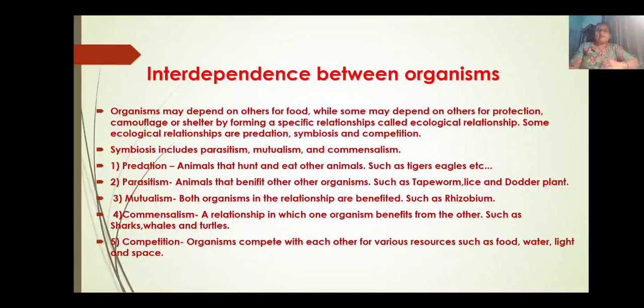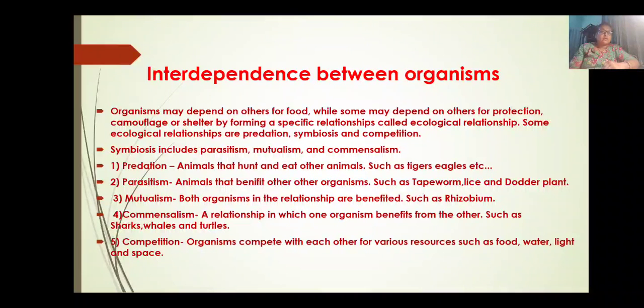So let's begin with symbiosis. What do you understand by symbiosis? See, symbiosis includes three different categories: parasitism, mutualism and commensalism. Now let's define what is parasitism, what is mutualism and commensalism. First of all, we'll understand what is predation, children, okay.